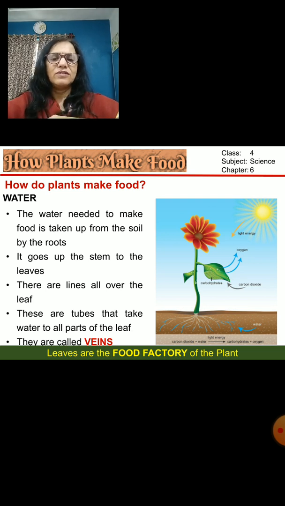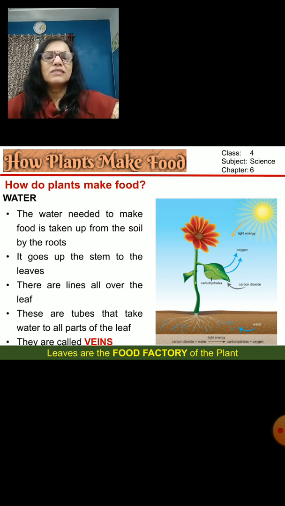Now on the leaves, there are small lines. Okay, those are tubes. These tubes take the water to all parts of the leaf. It means all the leaves have small tubes. They are called veins. They take the water which is from the root. It comes to the stem, and from the stem, these tubes take the water to all parts of the leaf, and they are called veins. So this is how the leaf gets the water.